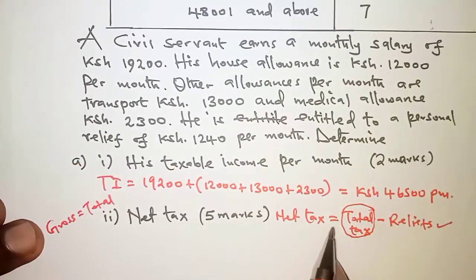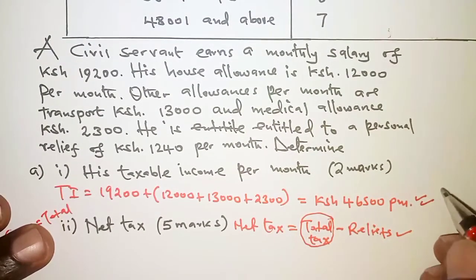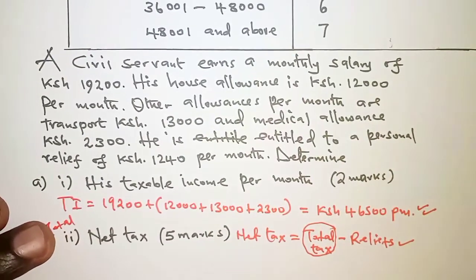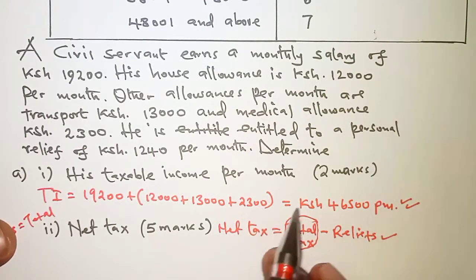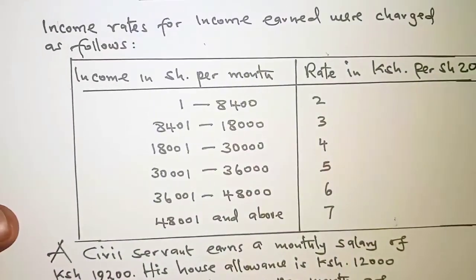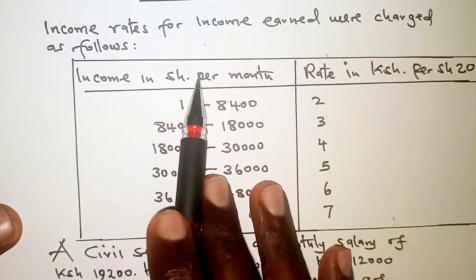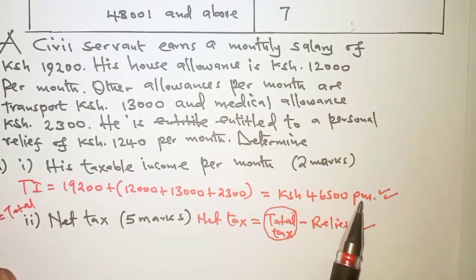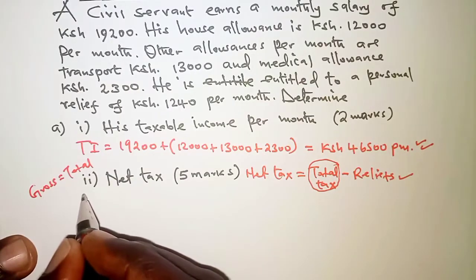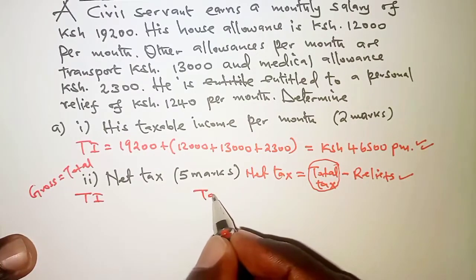For us to get the total tax, we will be required to use the taxable income here to carry out taxation. And as we use the taxable income, care needs to be taken. It is Kenyan shillings per month, and that should match what we have under the income column here. Income in Kenyan shillings per month, and it matches exactly what we have here. Then you are good to go. We make a table. On the left hand side we have taxable income, and the right hand side, let's have the tax.